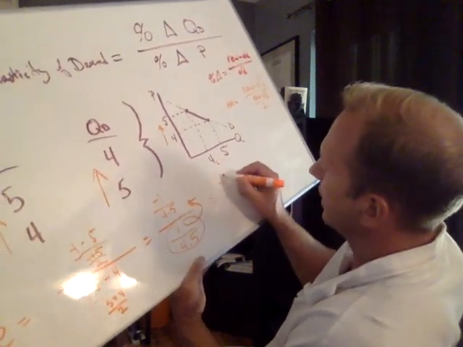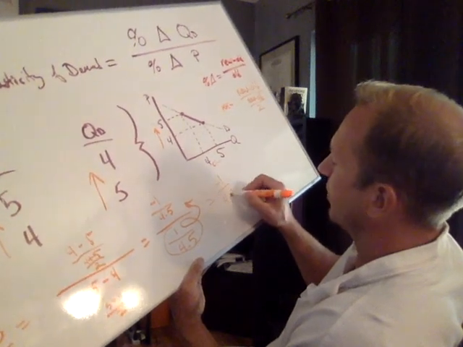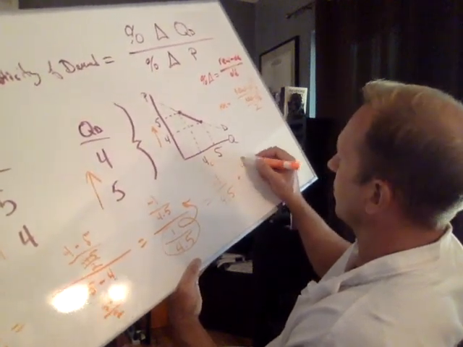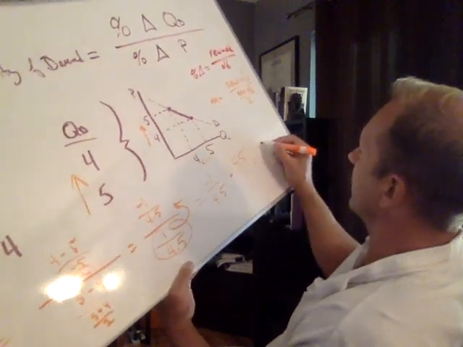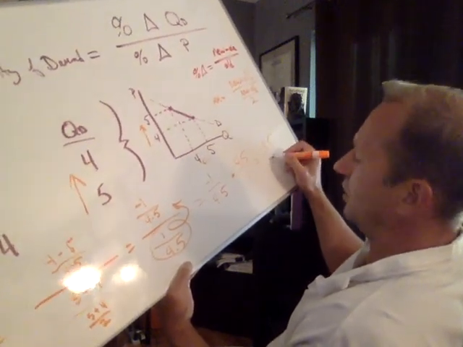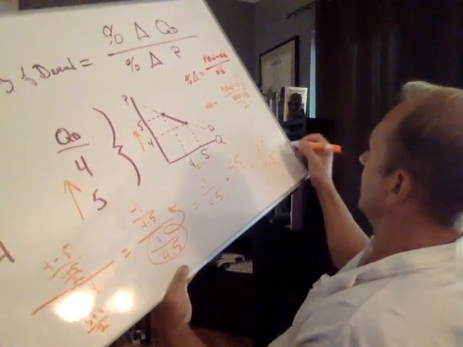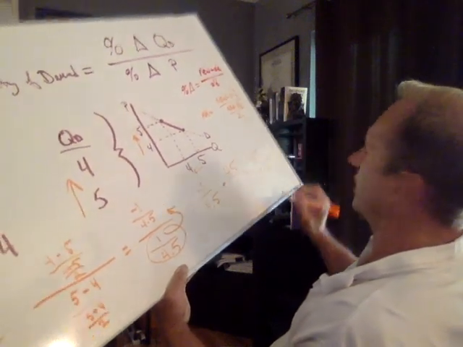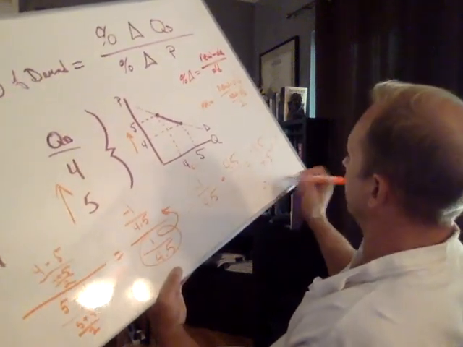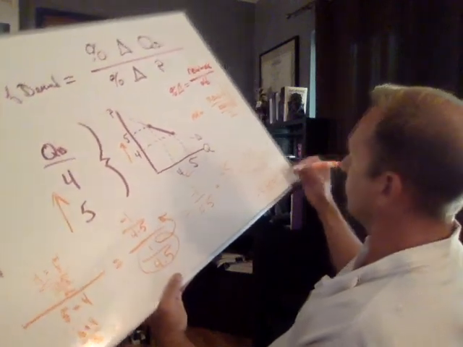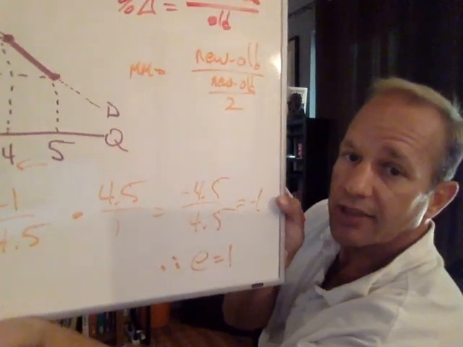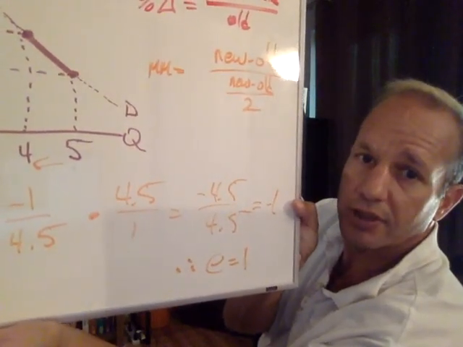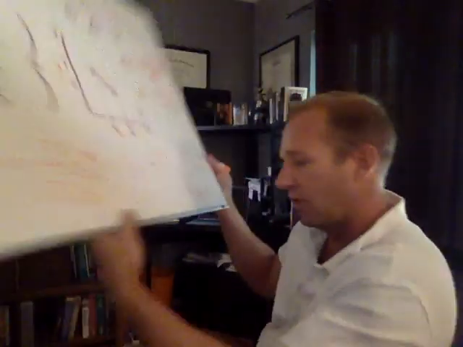And this is equal to negative 1 over 4.5 times 4.5 over 1. This is negative 4.5 over 4.5, and that is equal to negative 1. And we don't care about the sign. Therefore, elasticity is equal to 1. And we said, using that key that was in the previous video, elasticity equal to 1 is called unit elastic. So this thing was unit elastic with a price rise.